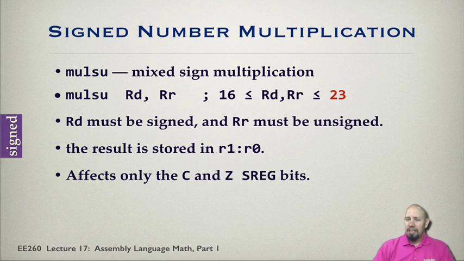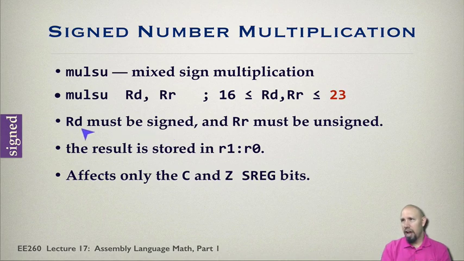What about mixed sign multiplication? So mulsu is mixed sign multiplication. It takes two registers, a destination register and a source register. These registers must be between register 16 and 23, which is kind of a weird deal. So it doesn't go all the way up to 31, it only goes up to 23. So these registers need to be very specifically assigned. In particular, the destination register must be assigned the signed number, and the source register must be the unsigned number. So we have mixed, but you have to put them in the right order.